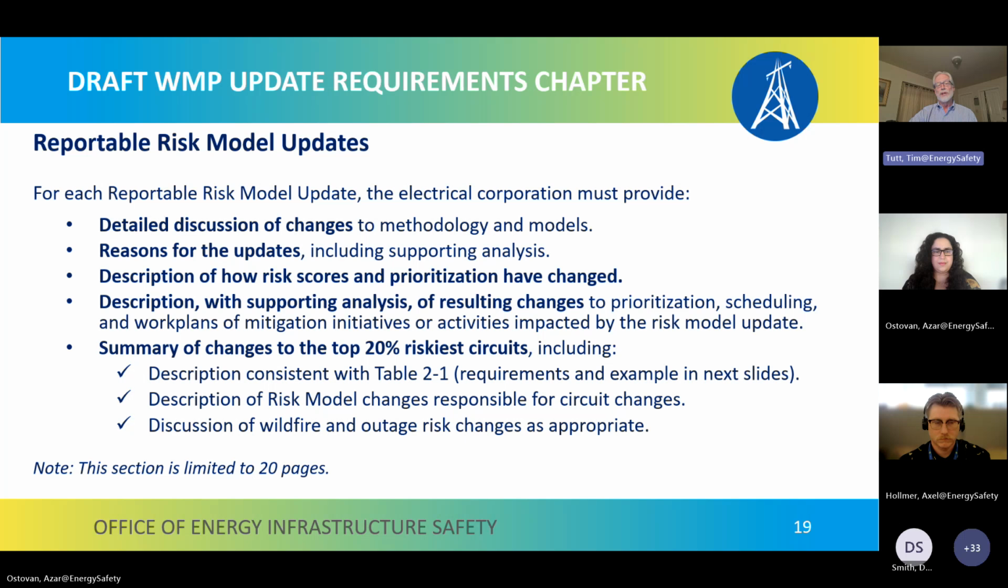And then finally, a summary of changes to the top 20% riskiest circuits, including a description consistent with table 2.1, and the requirements and examples are in the next slides, and a description of risk model changes responsible for those circuit changes, what actually caused the changes in the circuits, and a discussion of the wildfire and outage and overall risk changes as appropriate. I mean, a particular risk model change may not change an outage risk, but if it does, we want to see why and have it explained to us in the update. And again, note that this section is limited to 20 pages.